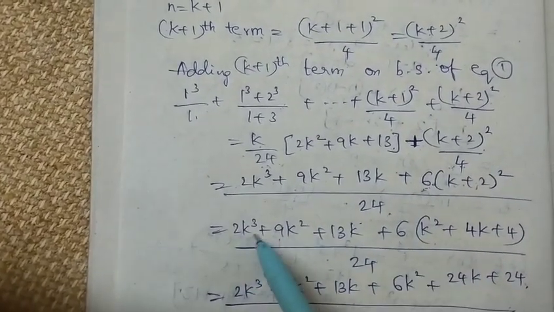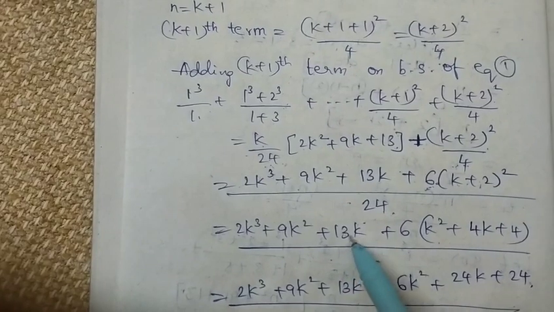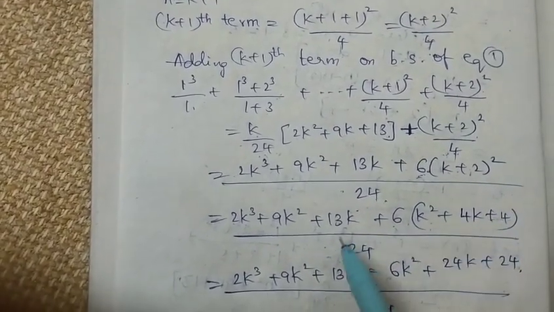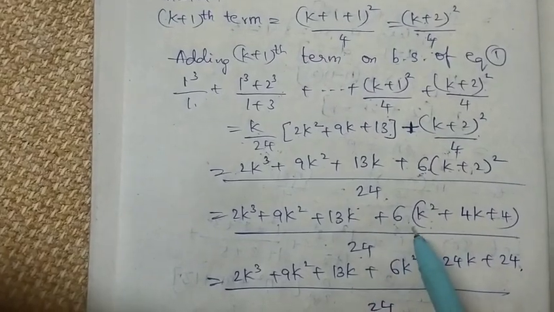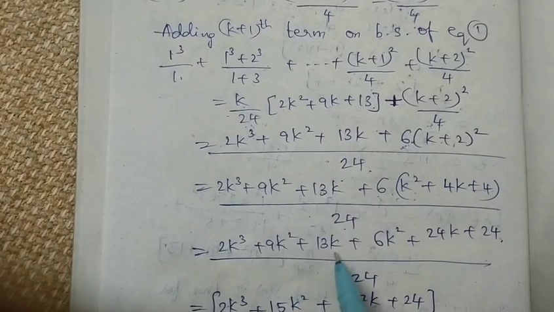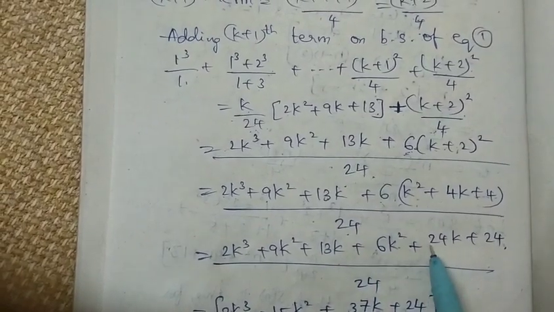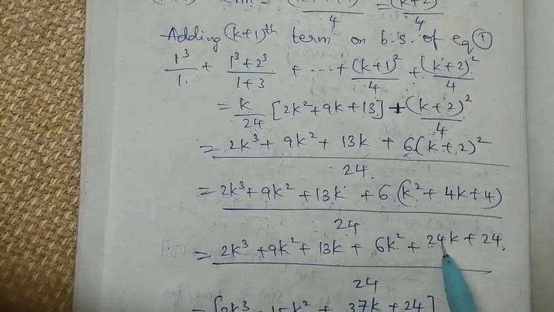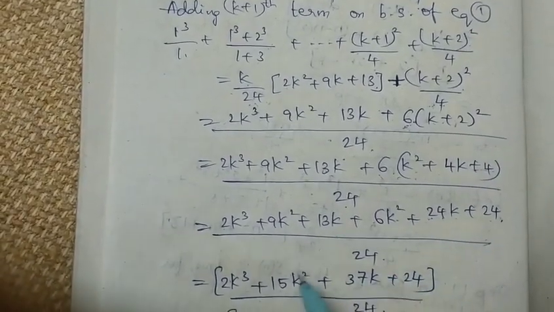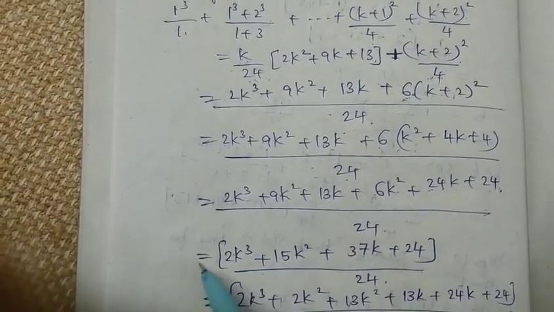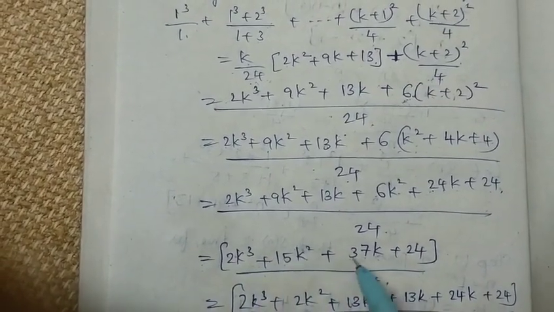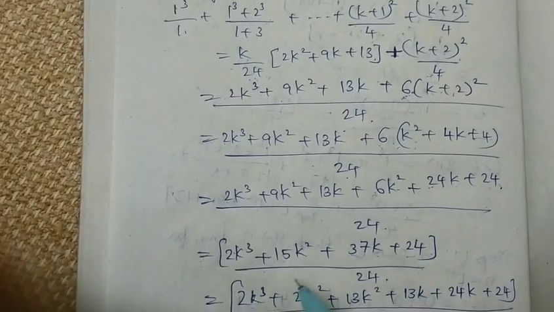which equals 2k cube plus 9k square plus 13k plus 6 into k square plus 4k plus 4 divided by 24. Now taking common all the values, you will get 2k cube plus 9k square plus 13k plus 6k square plus 24k plus 24 divided by 24. Okay, so on simplifying it, you will get 2k cube plus 15k square plus 37k plus 24 divided by 24.